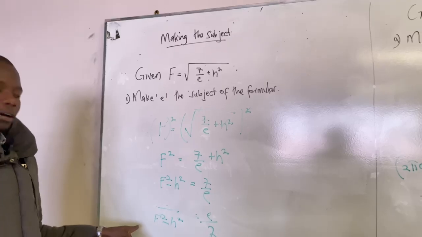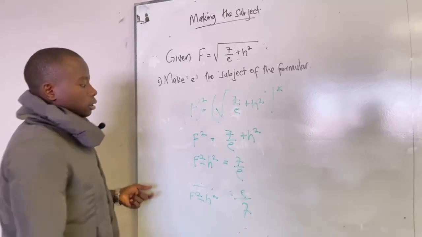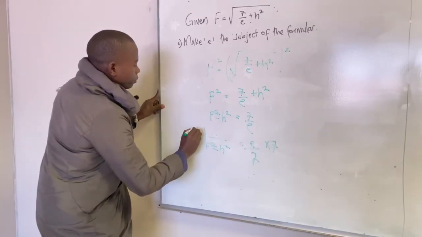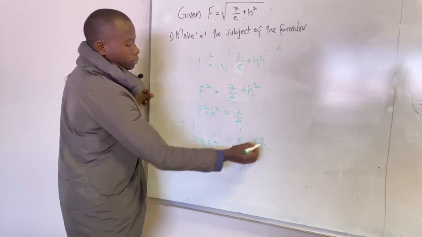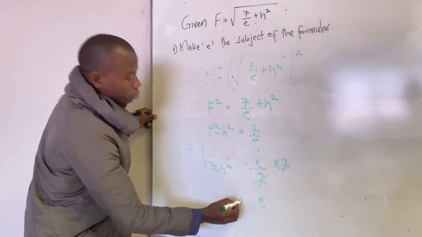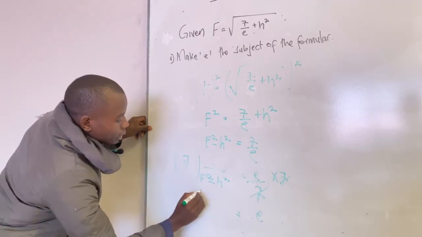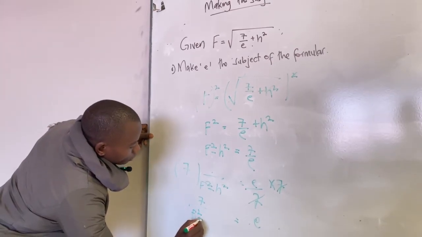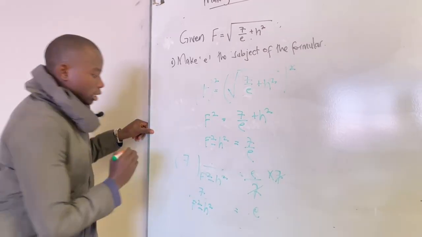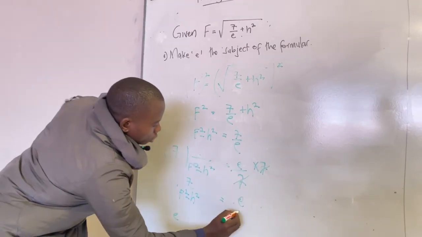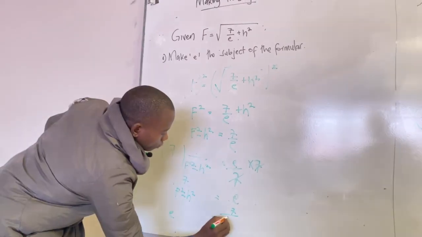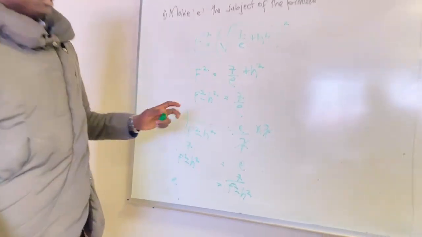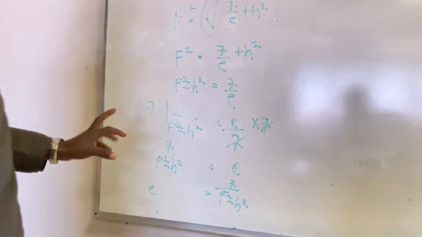Immediately we have this, we find the reciprocal. Then we multiply by 7 on both sides. So this one will be cancelled and we remain with e equaling to 7 times 1. I will get 7 over f squared minus h squared. This means that e will be equaling to 7 over f squared minus h squared. So this is today's lesson.